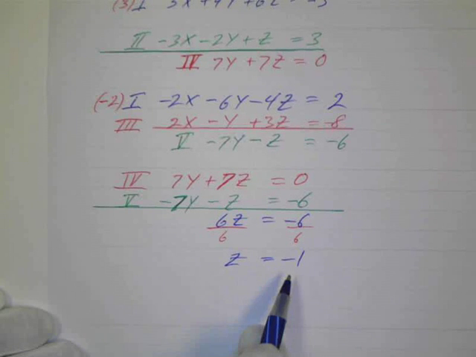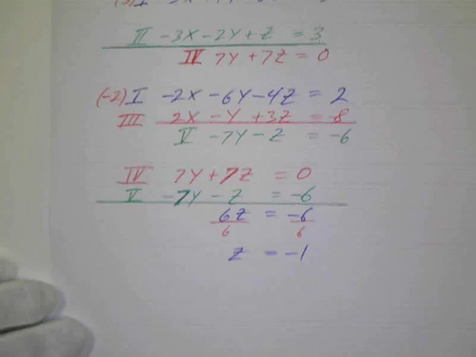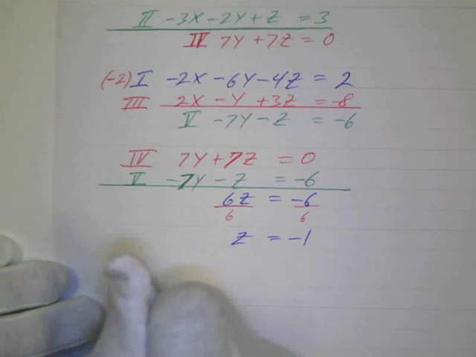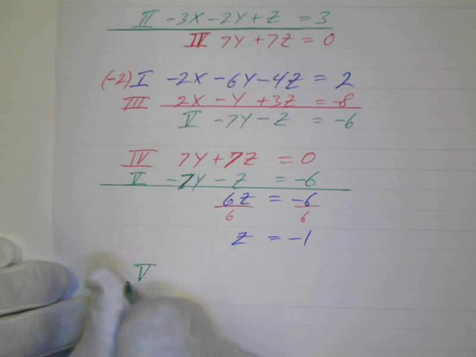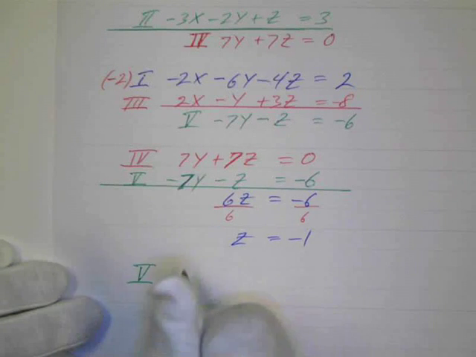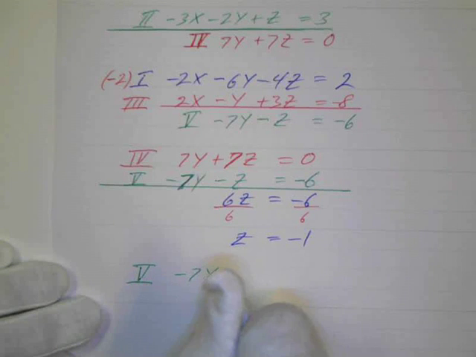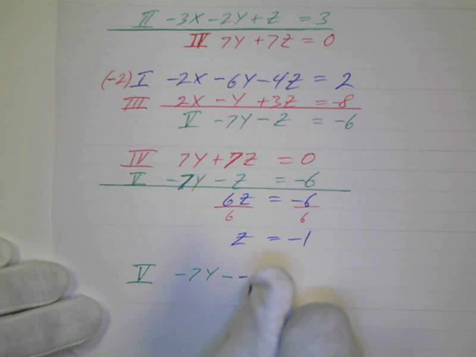So once you solve your two equations with two unknowns, then you go back and figure out what the other unknown is, so we can put negative 1 into either one of these. So I'll take equation 5, that looks like the easiest one. Equation 5 says negative 7y minus z, but what is z? z is negative 1, equals negative 6.